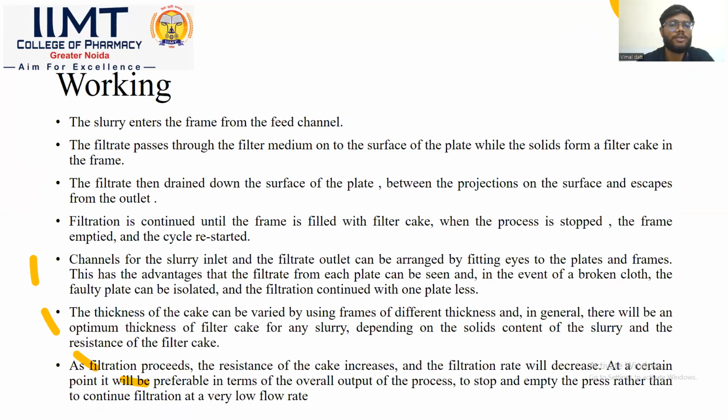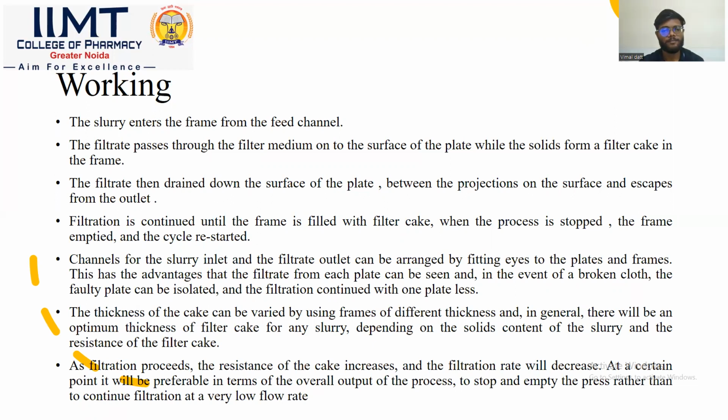The slurry enters the frame from the feed channel. The filtrate passes through the filter medium on the surface of the plate, while the solid forms a filter cake in the frame. The filtrate then drains down the surface of the plate between the projections on the surface and escapes from the outlet. Filtration is continued until the frame is filled with filter cake. When the process is stopped, the frame is emptied and the cycle is repeated.